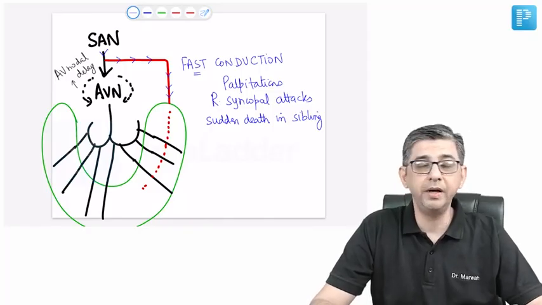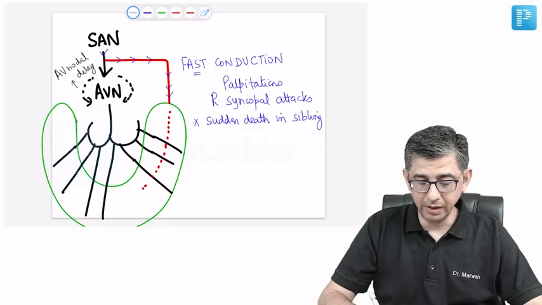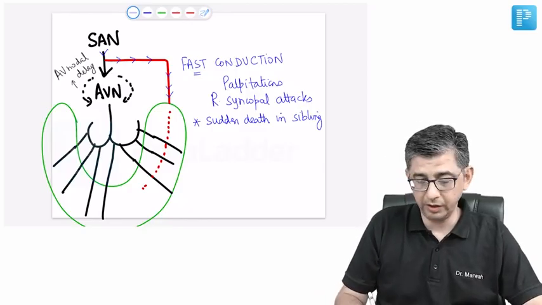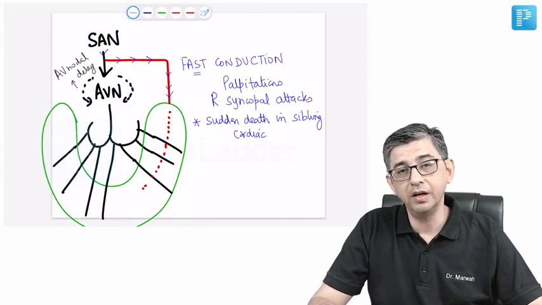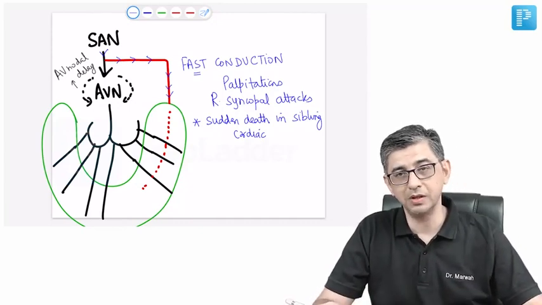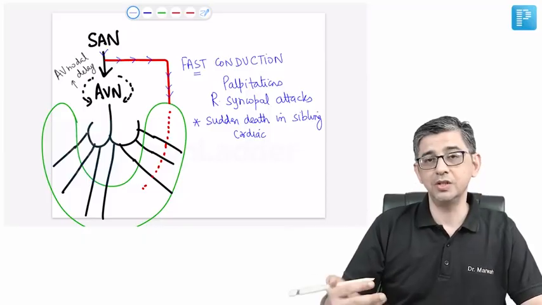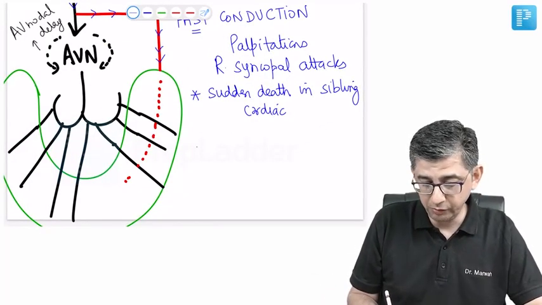Maybe initially I might take this person a little casually, but the moment I read about sudden death in a sibling, or rather the words sudden cardiac death in a sibling, then I definitely need to give importance to this statement, and I'll be doing an ECG of this patient. Now, when you do the ECG of this patient, you will get a very specific finding, which I would like to explain before you.